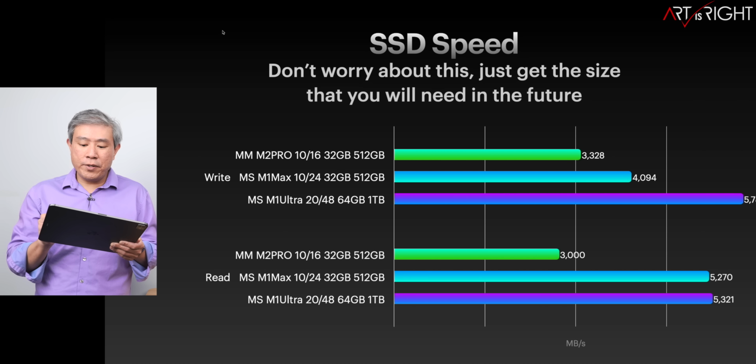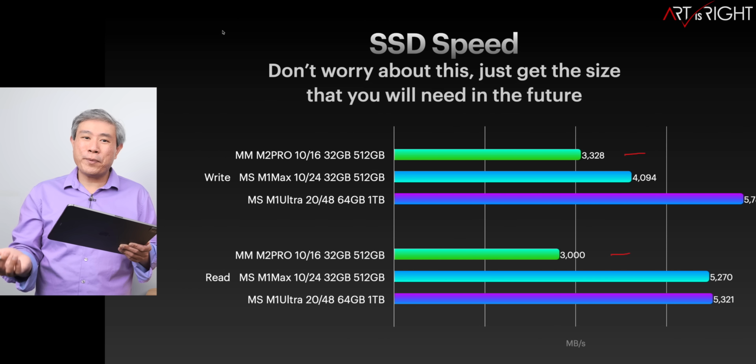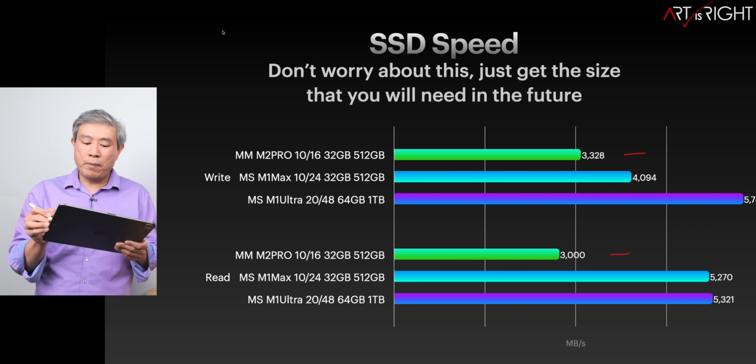Now, the one thing I'll also tell you is that the Mac Mini, even though, yes, it is running a little bit slower, that's still 3 gigabytes per second. That is still mighty fast.